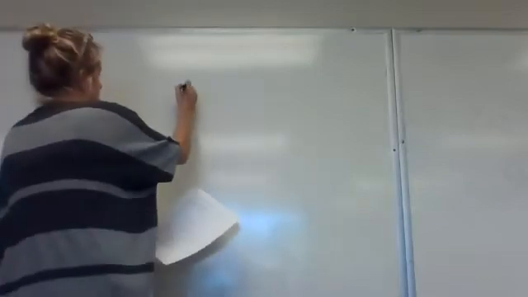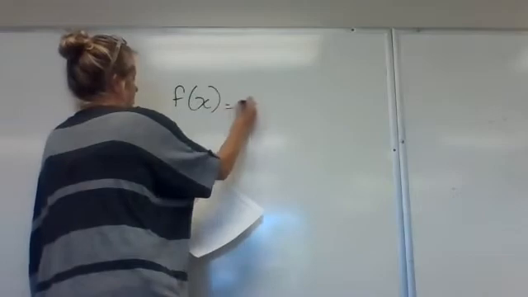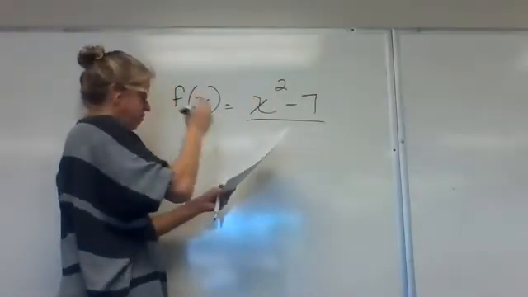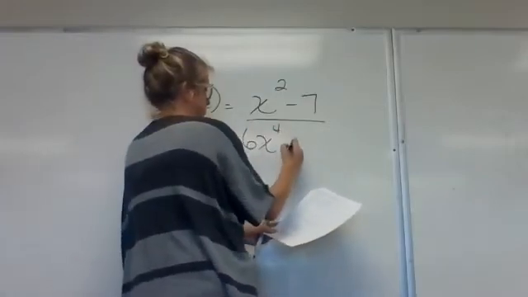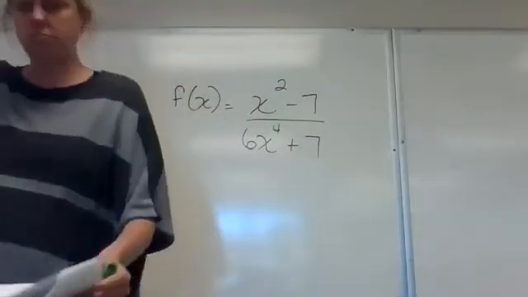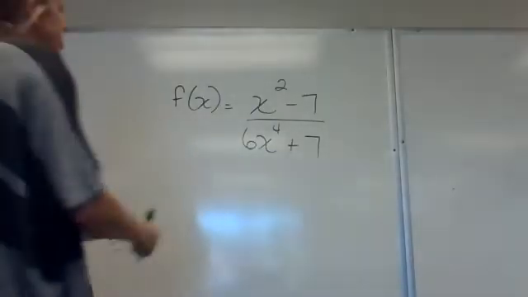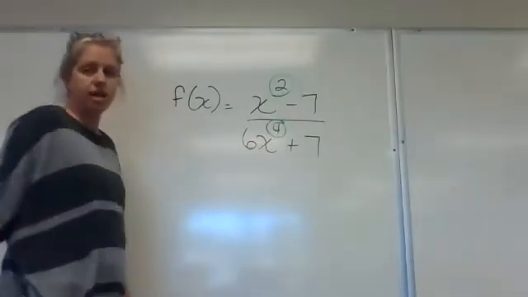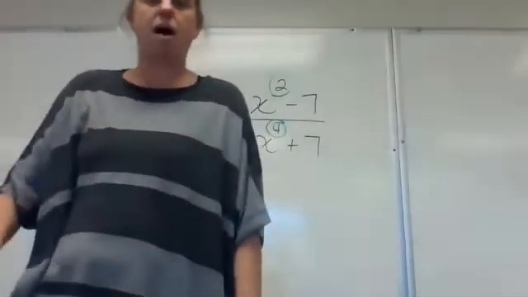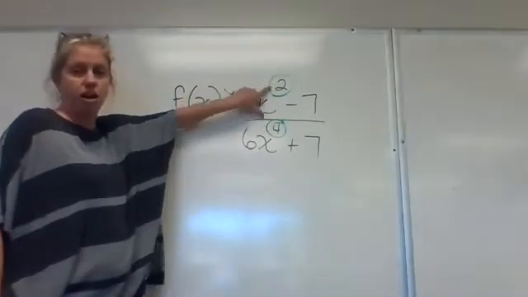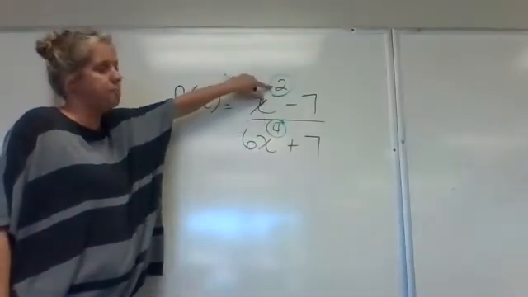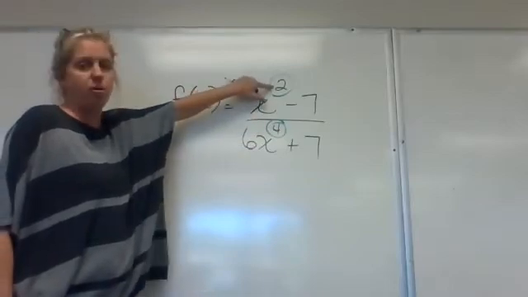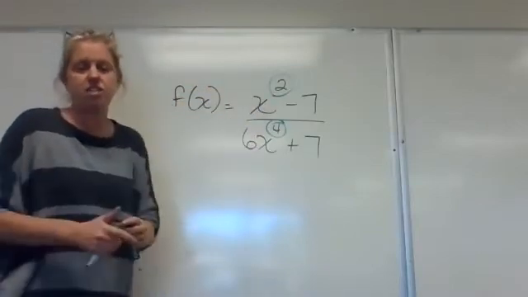F of x equals x squared minus 7 over 6x to the 4th plus 7. So the degree of the top is 2. The degree of the bottom is 4. So we're comparing the top to the bottom. They're not equal, right? They're not the same number. This number is less than this number. So the degree of the numerator is less than the degree of the denominator.